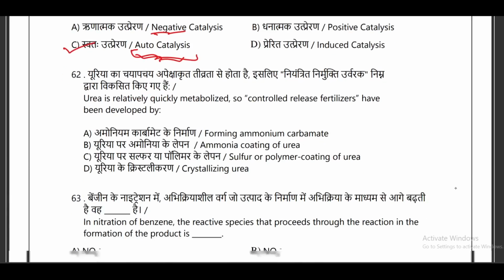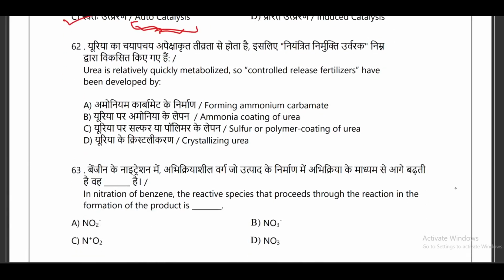In the next question they are saying urea is relatively quickly metabolized, so slow release fertilizers have been developed by. They are providing four options. First is forming ammonium carbamate, second is ammonia coating of urea, third is sulfur or polymer coating of urea, and fourth is crystallizing urea. In this question your correct option is C, sulfur or polymer coating of urea.